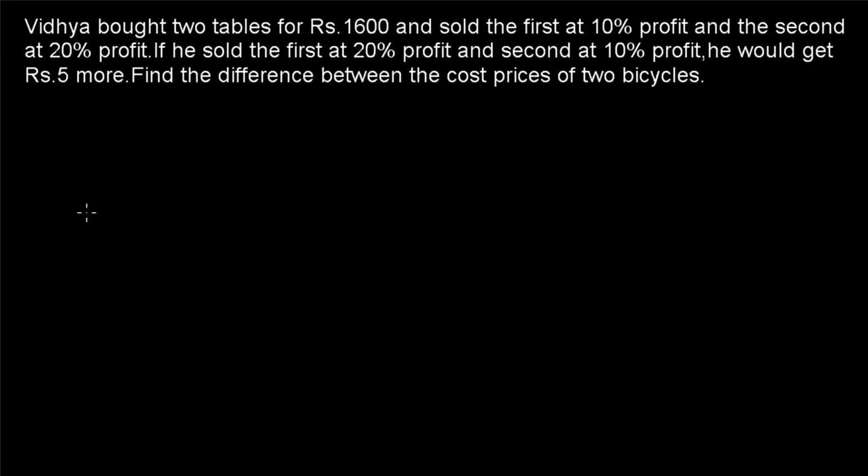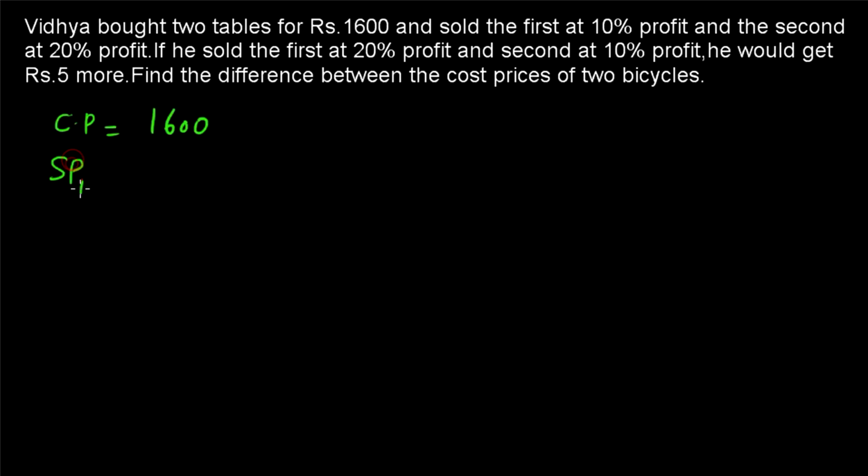So Vidya bought 2 tables for rupees 1,600 and sold the first at 10% profit and the second at 20% profit. If she sold the first at 20% profit and the second at 10% profit, she would get rupees 5 more. Find the difference between the cost prices of two bicycles. So what's the question here? Vidya is buying two bicycles for rupees 1600 in total, and she is selling the first at 10% profit and the second at 20% profit.